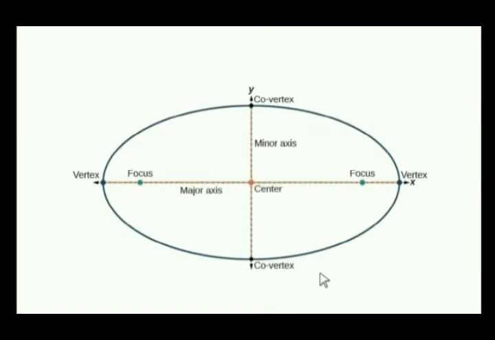Consider the diagram. This is the horizontal ellipse. This is the center. This one is the major axis, and the point where the conic crosses the axis is called the vertex. Similarly, this is the minor axis, and these are the vertices. These two are the foci. This is the clear-cut diagram of the horizontal ellipse.